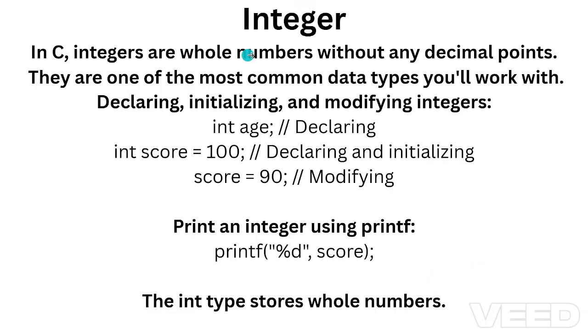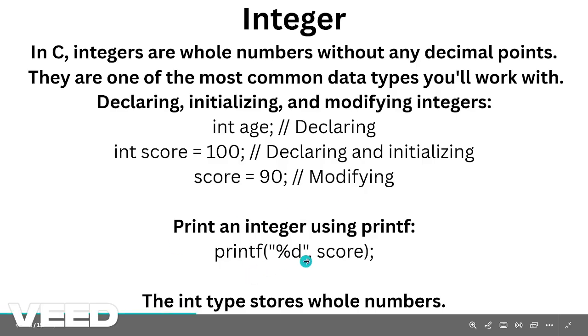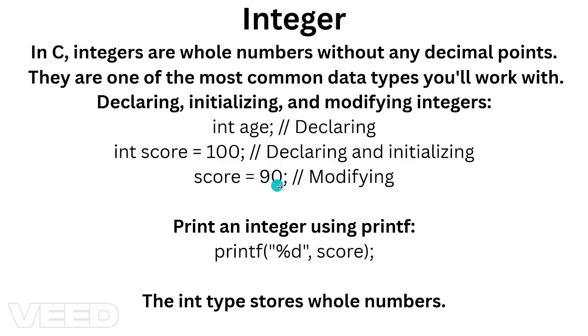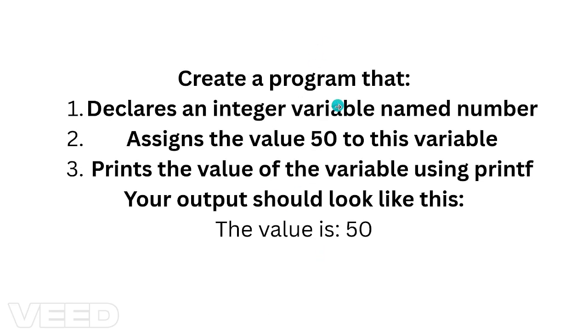Integer. In C, an integer is a whole number without any decimal points, like int age. Here we declare and initialize score as 90. Then we modify it from 100 to 90. When we print score, we get 90 because the last modified value is stored. Create a program that declares an integer variable named number, int number = 50, and printf the value is percentage d.